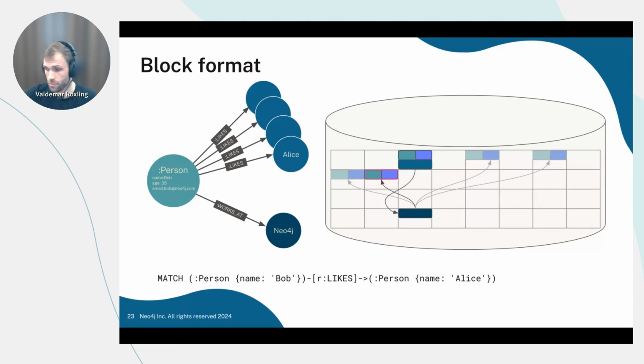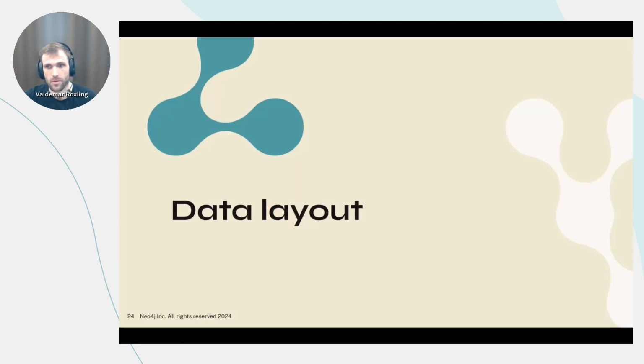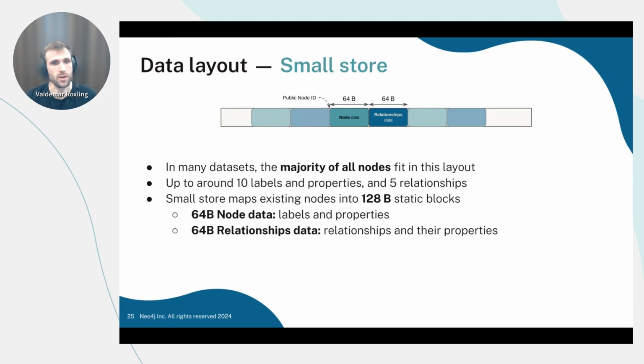And this is how block format does the same thing. So let's go a little bit deeper on how this works, namely the data layout. So I mentioned here that we have something called the small store. And the idea here is that in many data sets, the majority of all nodes, so more than 50%, will fit in this layout only. So most nodes in most data sets are actually quite small. You have a node, you have maybe one or two labels, you have a few properties and then a few relationships. And if we can fit all data in one place, then as soon as you read the node, you have everything that belongs to this node.